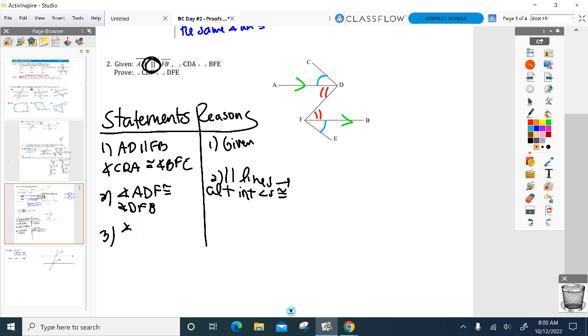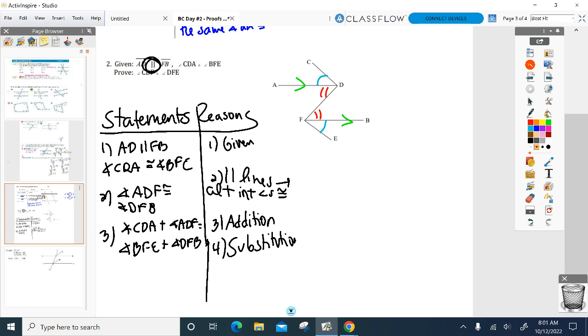So we'll take angle CDA and add it to ADF and say that's equal to the other pair on the other side, BFE plus DFB. Yep, that's addition. And then, hey, I'm not lying to you. I promise you. What comes after addition? Substitution. That's never changing. Questions, comments?